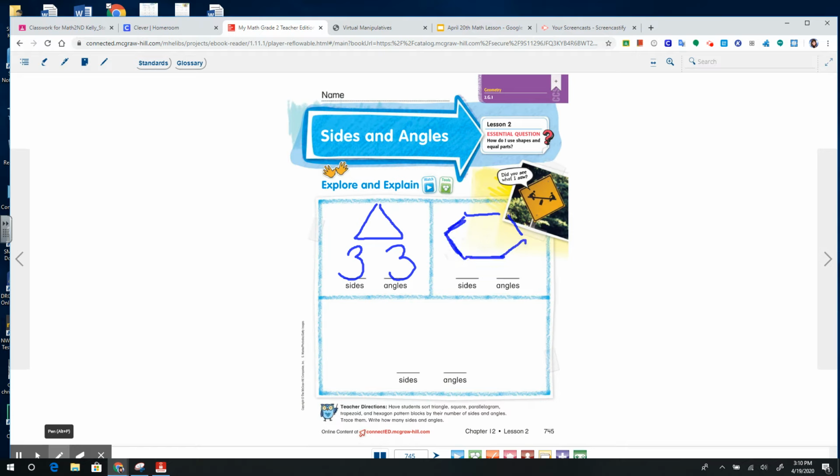I know it's kind of messy, guys. I'm doing the best I can. You guys do the best you can. We've got 6 sides and 6 angles.